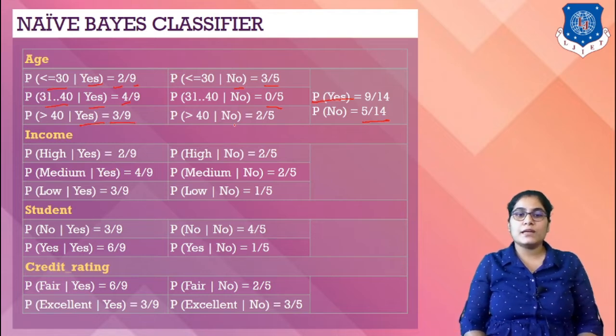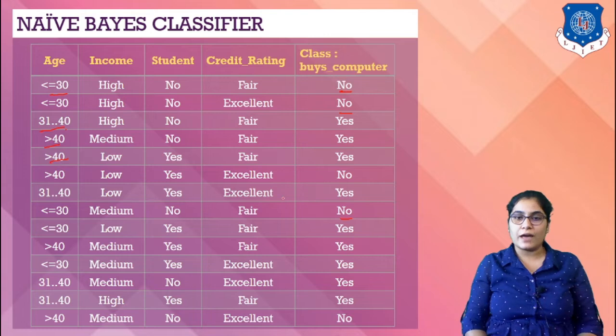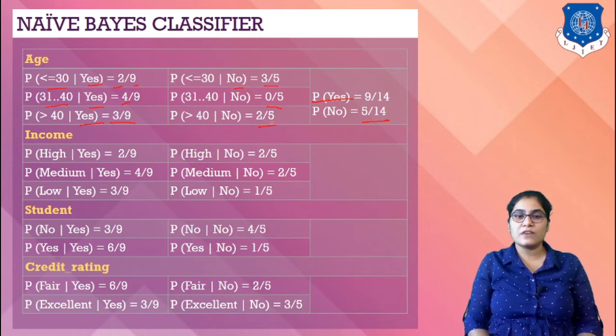Again we check for label no. So out of a total of 5 class label no, there are 2 labels that have an age value greater than 40, and that's why the probability is 2 by 5.